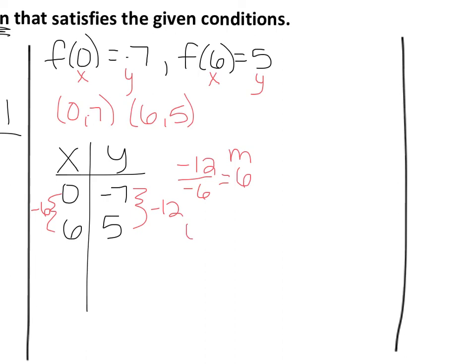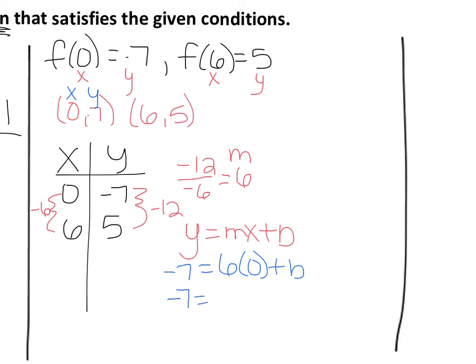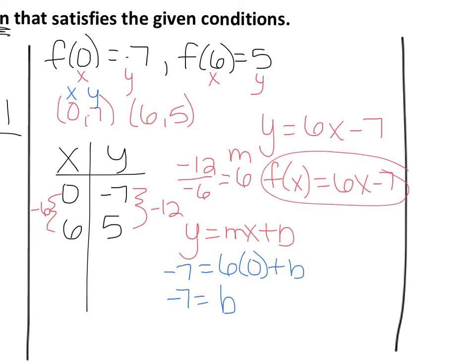To find my y-intercept, I'm going to pick one of my points. Let's just use that first one. We'll plug 0 in for x. Negative 7 in for y. We'll plug in 6 for my slope, and we're going to solve for b. So I end up with negative 7 equals b. So if I wanted to write an equation of this line, I would say y equals 6x minus 7, but we want to write a linear function. So instead, I'm talking about function f, so f of x equals 6x minus 7.